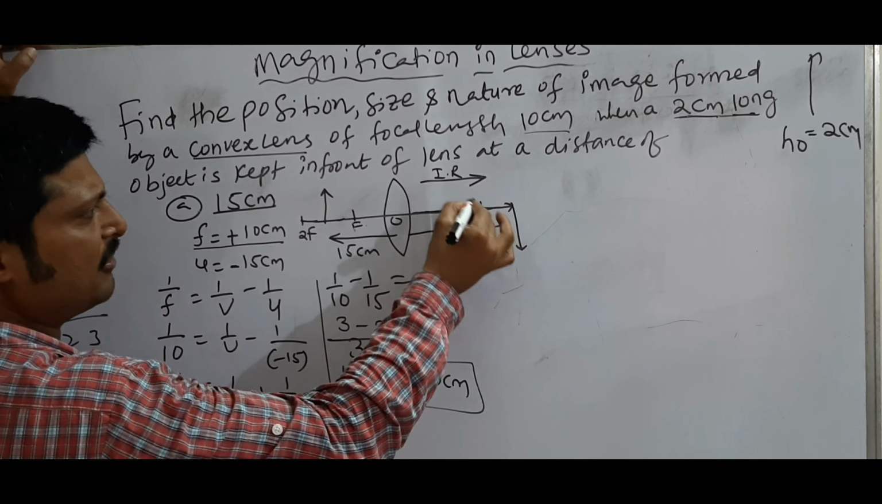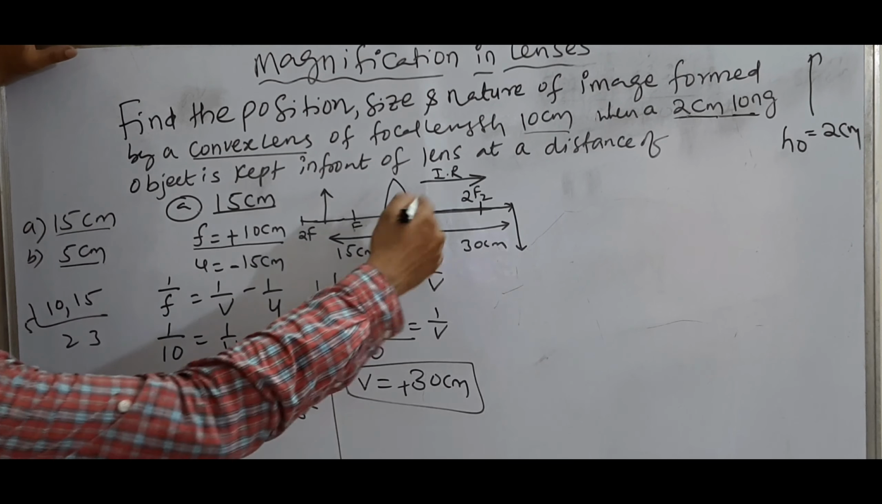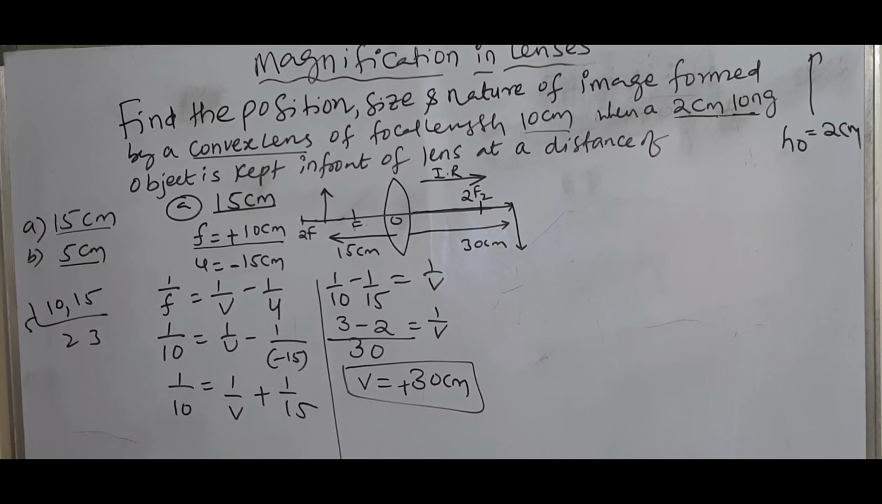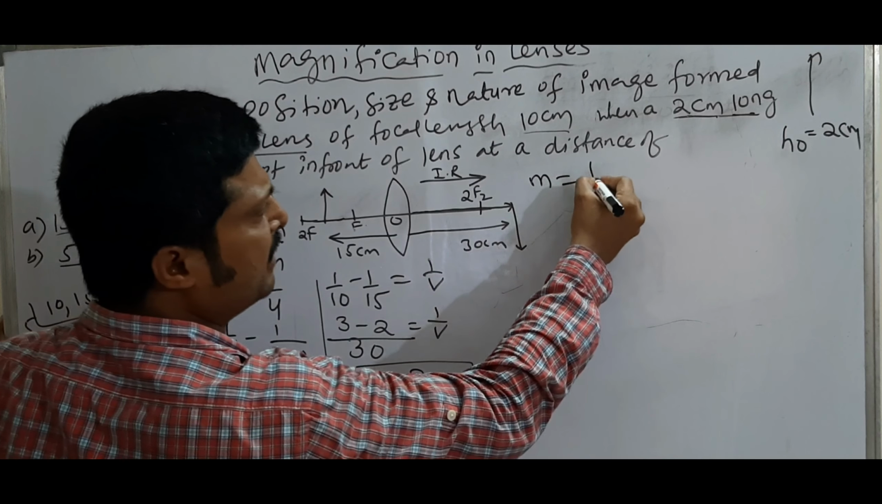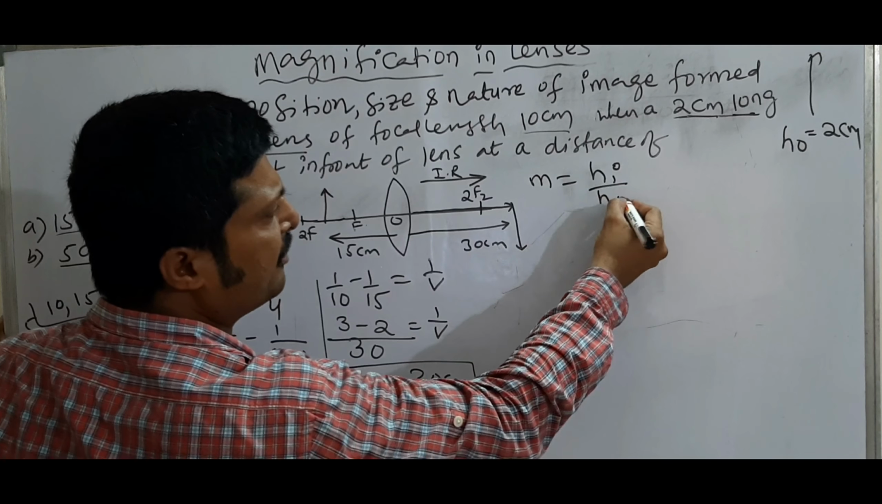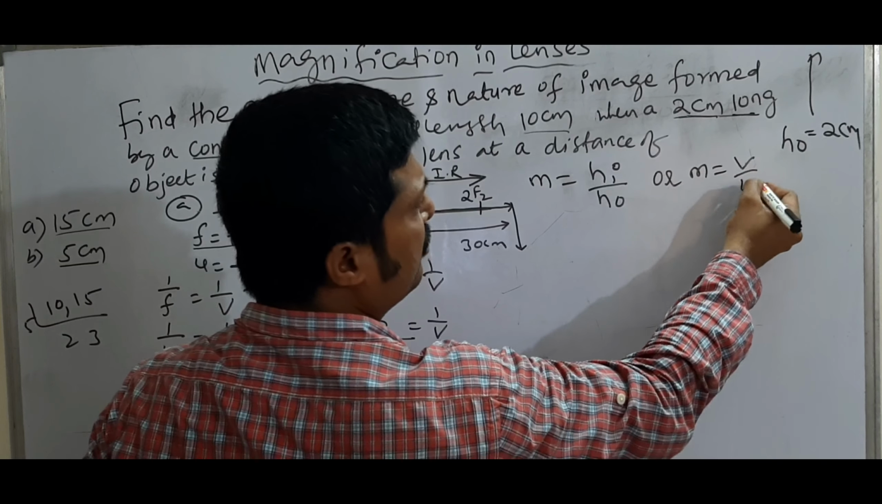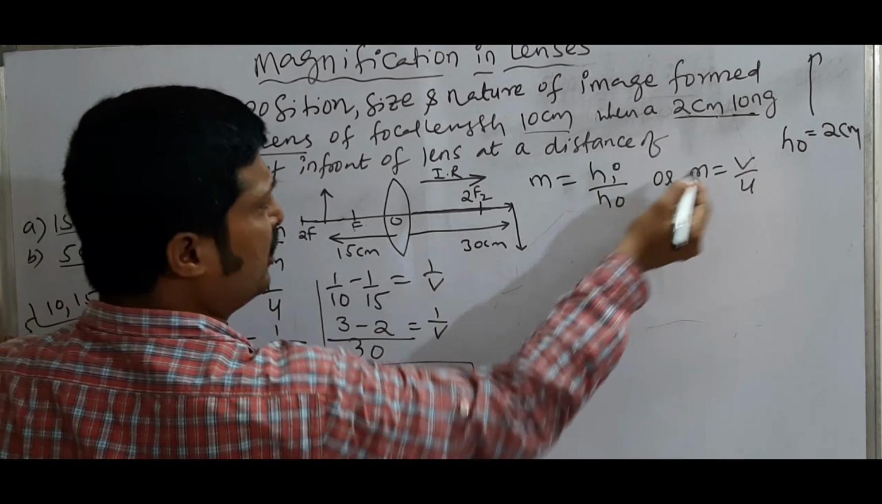Where is the image formed? The image is formed beyond 2f2. Beyond 2f2, the image is real and inverted. So check this answer by magnification. You know magnification has two formulas: magnification equals height of image by height of object, or magnification is equal to v by u. First apply m equal to v by u.